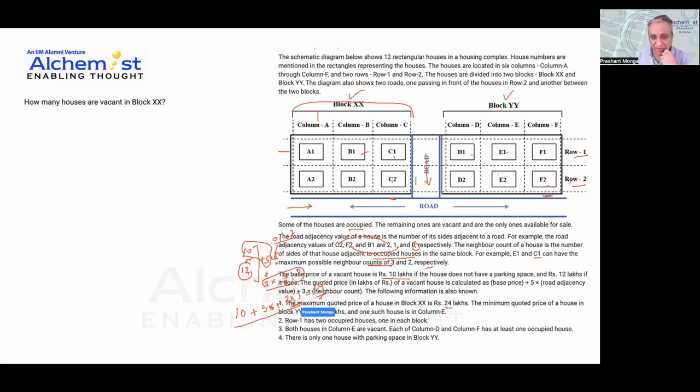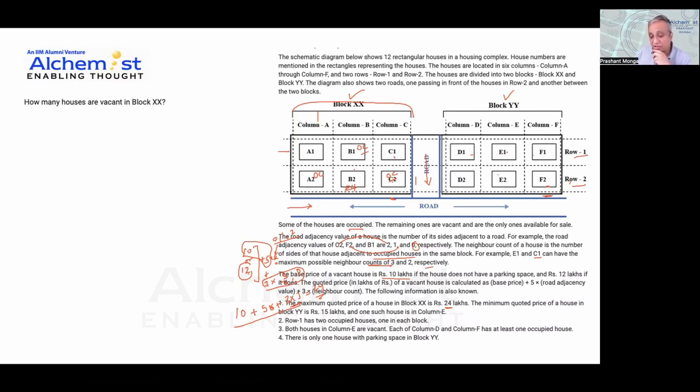So I need something which will have 1 road adjacency. So this is B2. B2 is not occupied, it is the one which has the 24 value, which means the other 3 neighbors are occupied. So this is occupied, occupied, and occupied, and only that is how I will get this value. So B2 is 24.